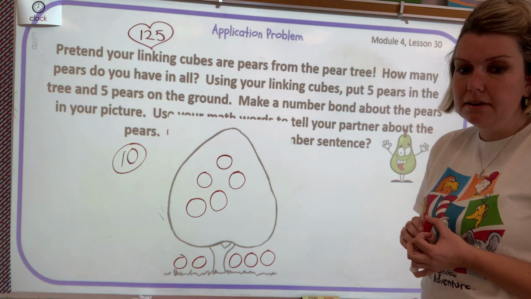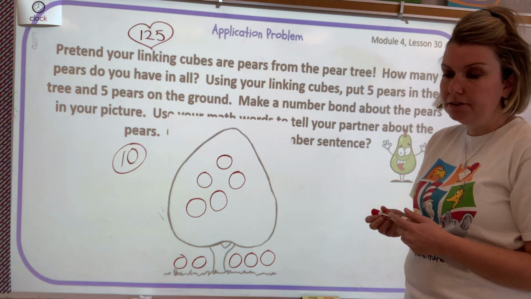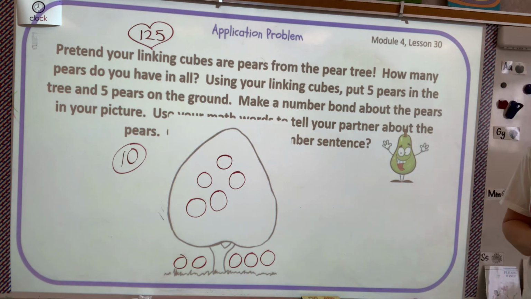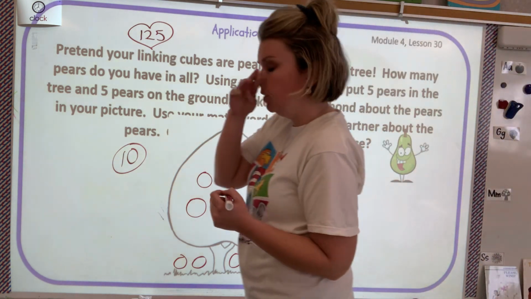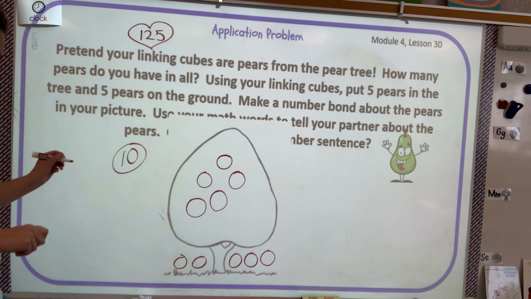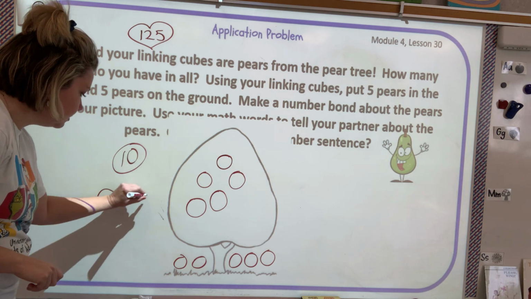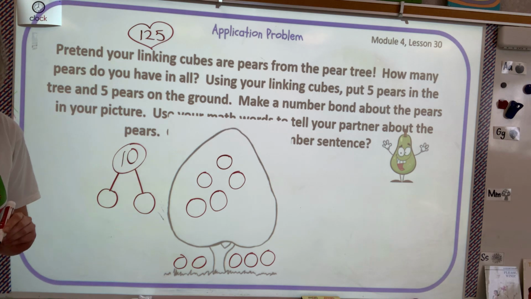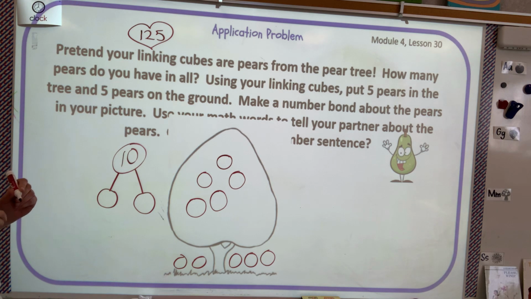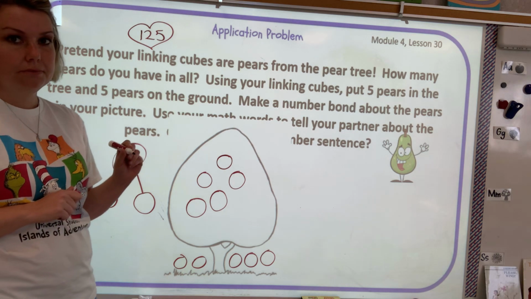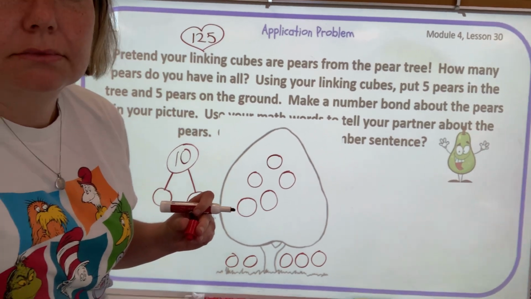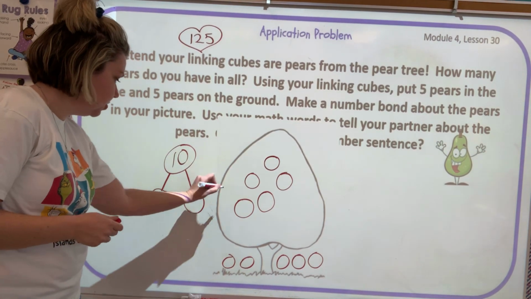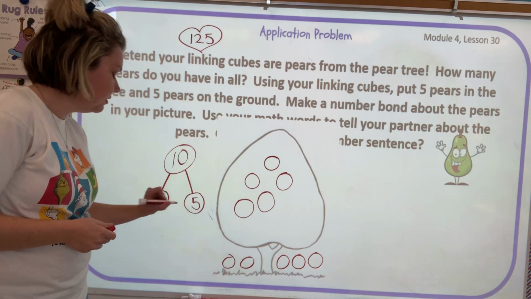Asking us to make a number bond about our pairs. Well, I already wrote 10 because it asked me how many I started out with. Now I need my 2 parts. Who can tell me what my 2 parts are going to be? Raise your hand. DJ? And 5. Excellent, DJ. 5 that are in the tree and the 5 that are on the ground.